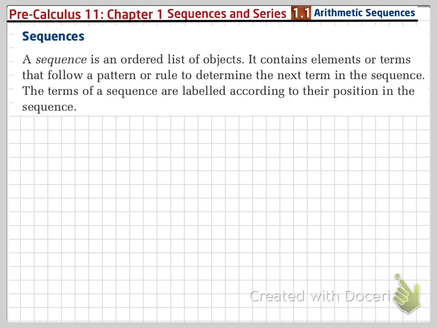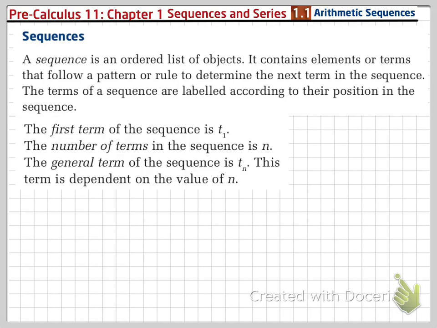Sequences. A sequence is an ordered list of objects that contains elements or terms that follow a pattern or rule to determine the next term in the sequence. The terms of a sequence are labeled according to their position in the sequence. That means that the first term in the sequence is called T1, or term 1. The number of terms in the sequence is n, some value of n we don't know, and the general term of the sequence is called Tn, term n. This term is dependent on the value of n.